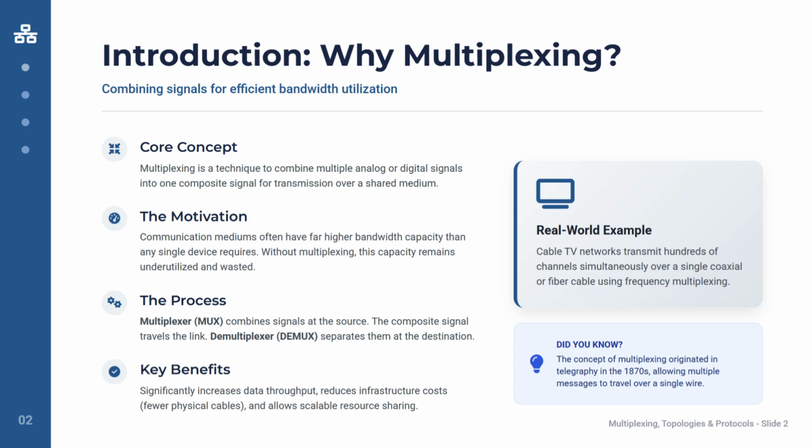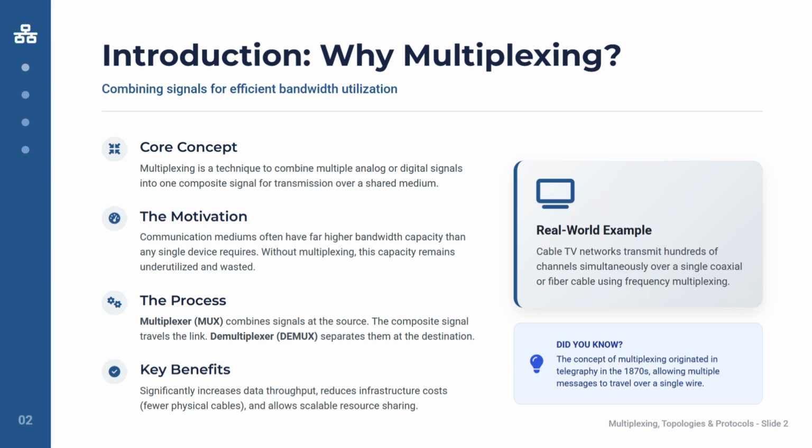Now, the process itself is elegantly straightforward, almost like a relay race. At the starting line, the multiplexer, or MUX for short, acts as the packer, grabbing all those individual signals from their sources and merging them into that one composite signal. This unified stream then races down the transmission link. At the finish line, the demultiplexer, DEMUX, steps in like a skilled sorter, carefully separating the signals back out so each reaches its rightful destination without a mix-up.